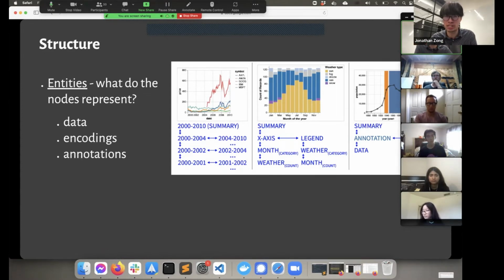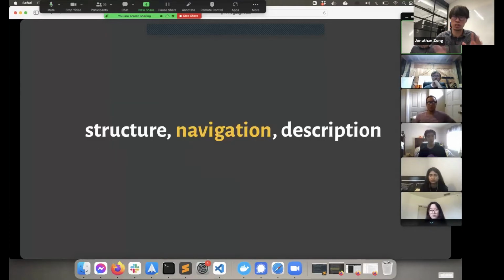And then finally, instead of data or encodings, you could have parts of the structure representing human-made annotations, right? If you imagine this example line chart with dates on the x-axis, whoever made this chart highlighted these two different date intervals in color because something important happened during those dates. And the author wants to draw your attention to that. So you could represent that in the structure too. These are all choices that you can make as you're designing these interfaces.